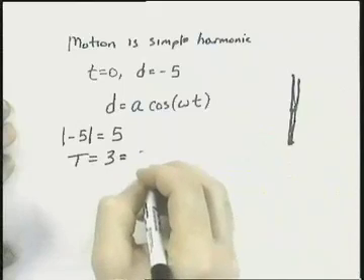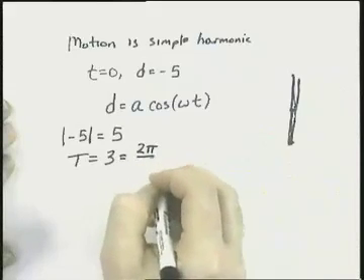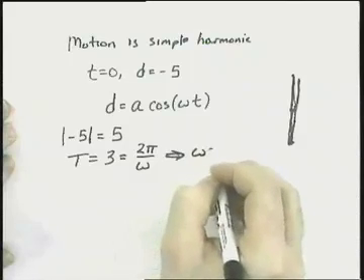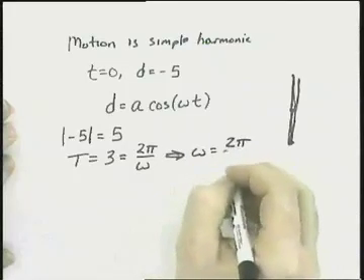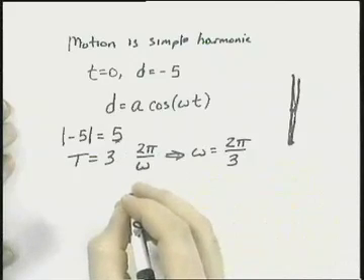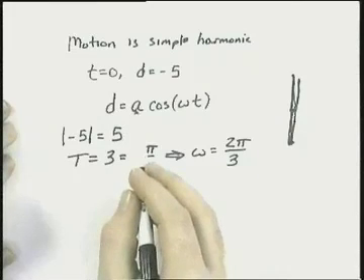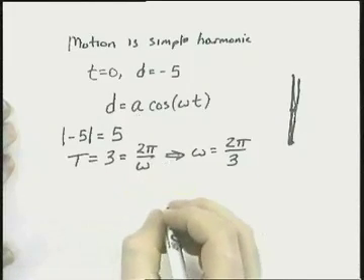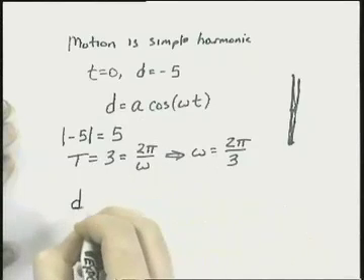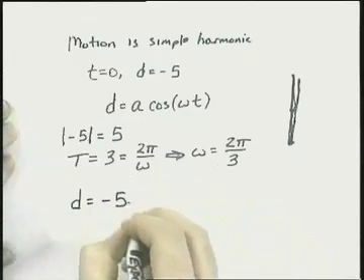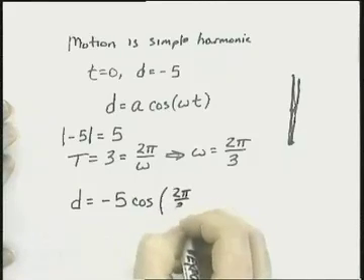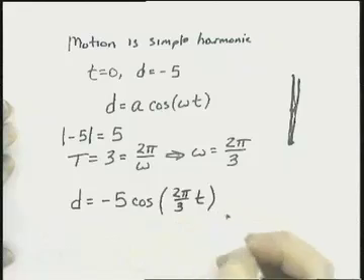Because the period equals 3, that gives us that 3 equals 2 pi over omega. That implies that omega is 2 pi over 3. So we have that a is equal to negative 5, and the value of omega is 2 pi over 3. We substitute those values in, and we get d equals negative 5 times the cosine of 2 pi over 3 times t.